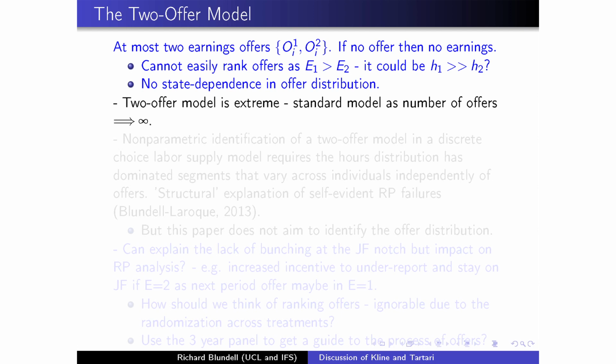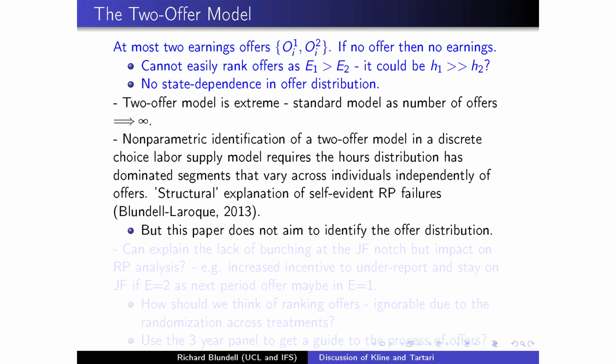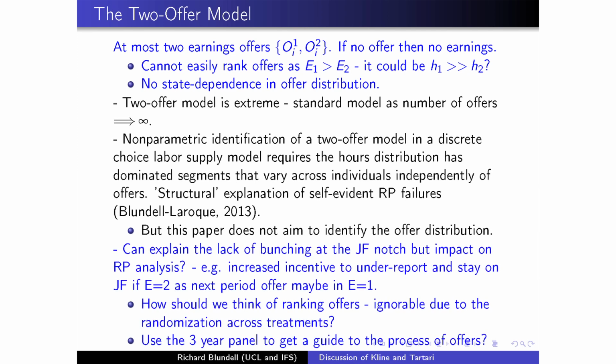Of course, if you think about this, and I've thought about it a lot, I have a paper with Guy on how you'd identify a two-offer model in a structural model, and you need variation across dominated segments. You're almost doing that, but you're not interested in fact in identifying the offer distribution. You're just using it to explain the lack of bunching, but I think it causes some potential difficulties because in a two-offer model, for example, there's an increased incentive to underreport and stay on jobs first if in the next period you may get an offer that puts you on jobs first. So you might get some state dependence coming in here.